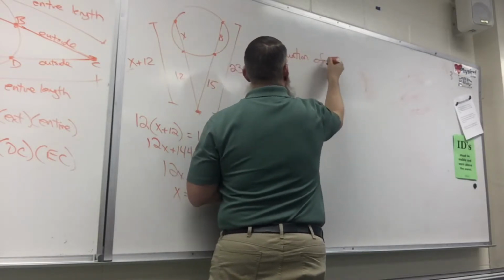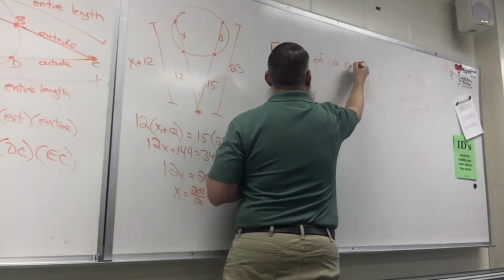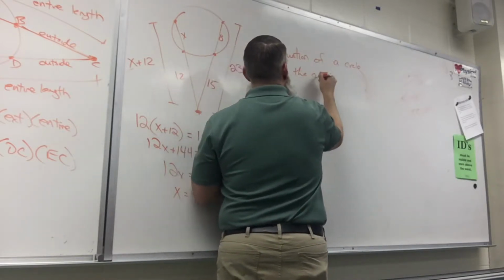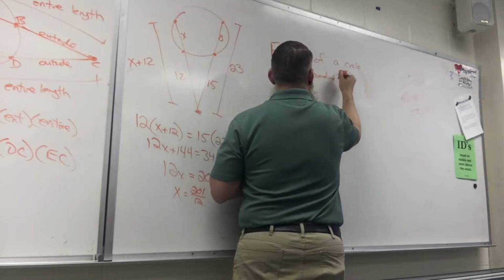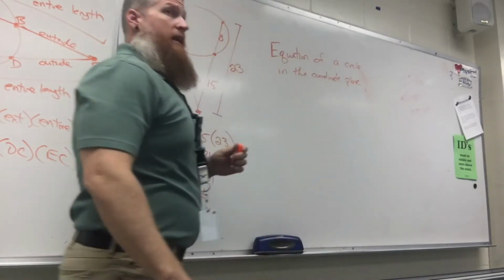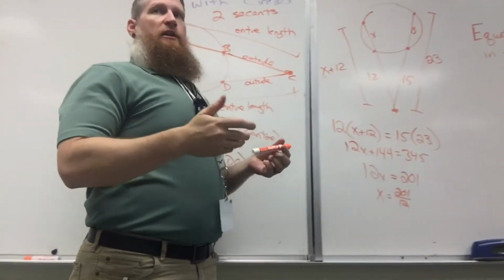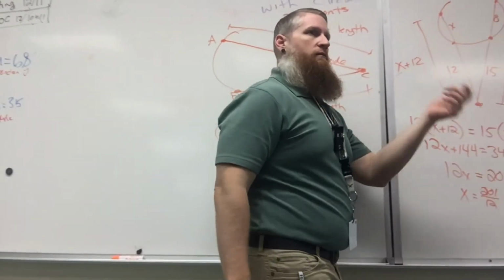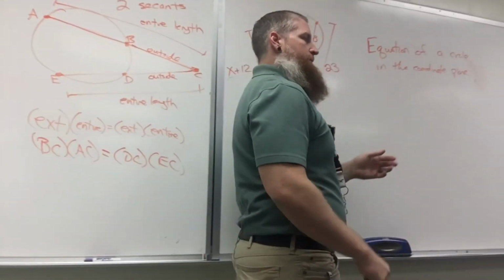is the equation of a circle in the coordinate plane. Meaning, I'm going to be looking at a circle. It's going to have coordinates for a center point. I can count radii, and so on.